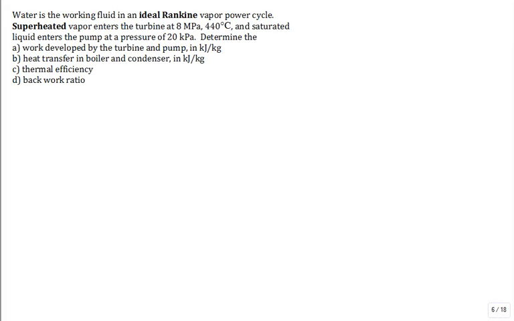Here's a problem. We have water as a working fluid in the ideal Rankine cycle, and its superheated vapor exits the turbine. So instead of coming out at 8 MPa, I think that was the same pressure we looked at last time, the saturation temperature is like 295 degrees C, around 300 degrees C if my memory is correct. Now, what you do is you bring it out at 440 degrees C. So it went from 295 to 440 degrees C. That's the amount of superheating.